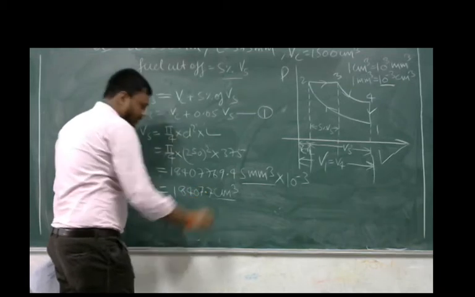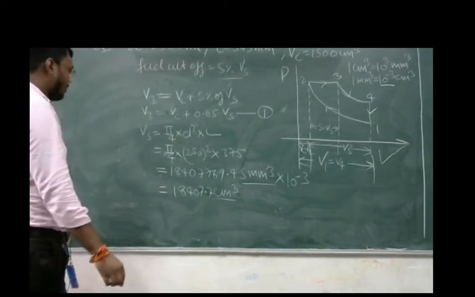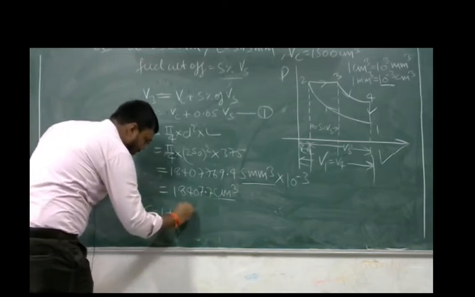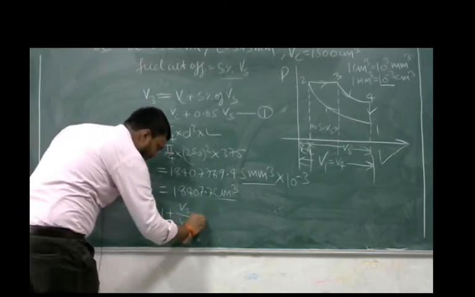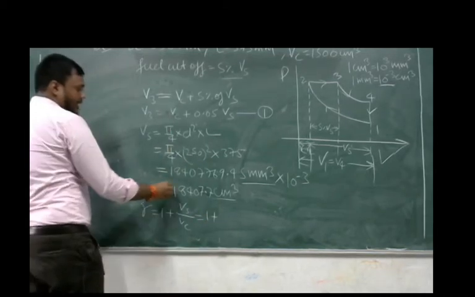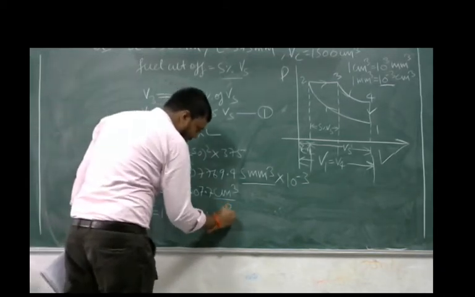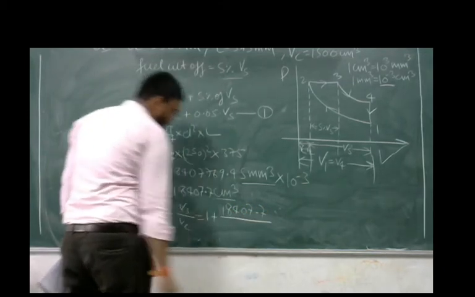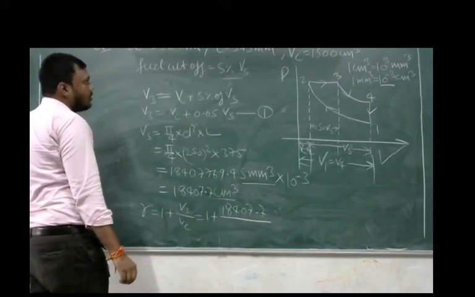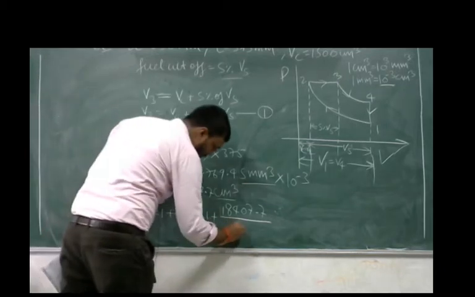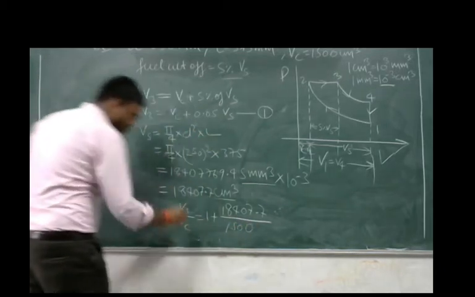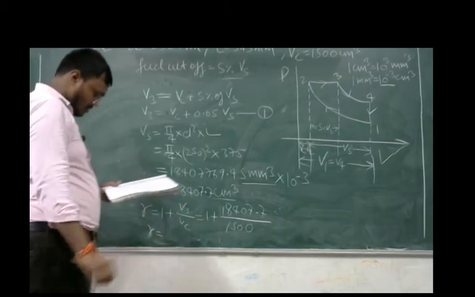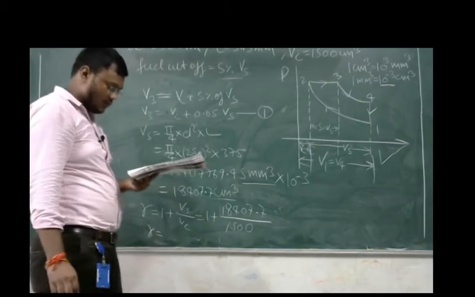Now we can easily calculate the value of R. R should be equal to 1 plus VS by VC. Put in the values of VS and VC: 1 plus 1840.7 divided by 1500. If we calculate, you will get R equal to 13.2718.